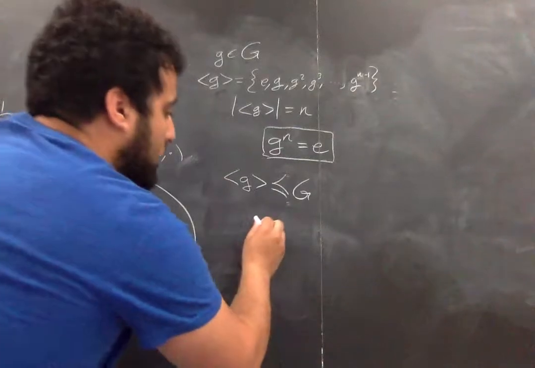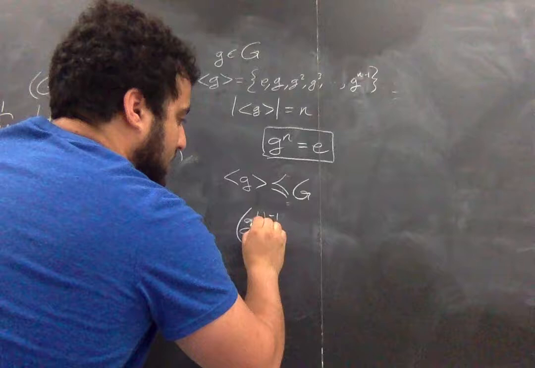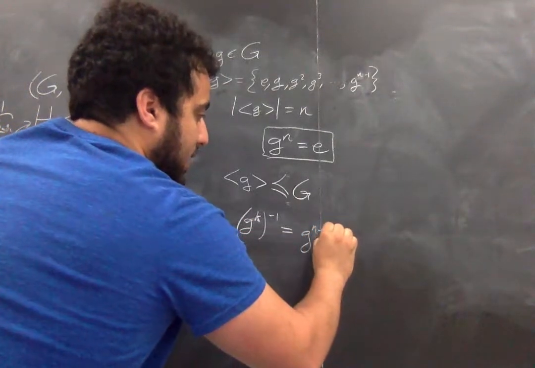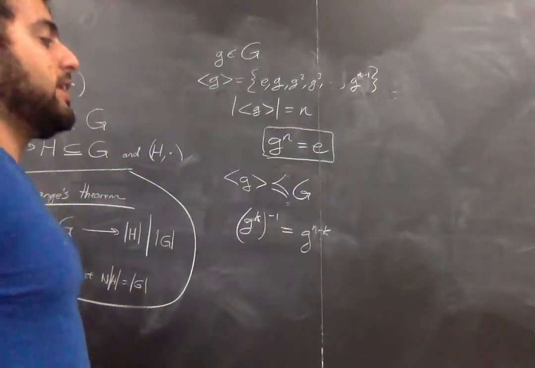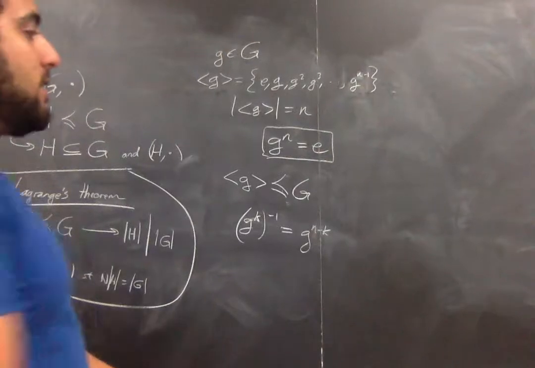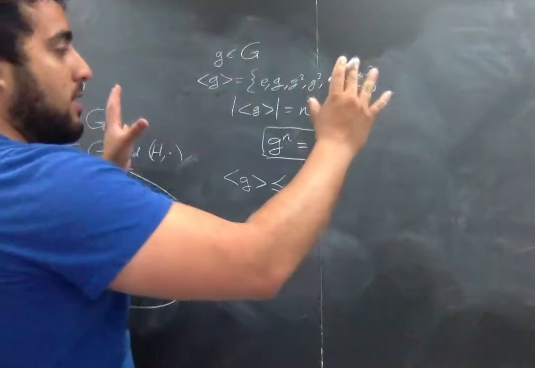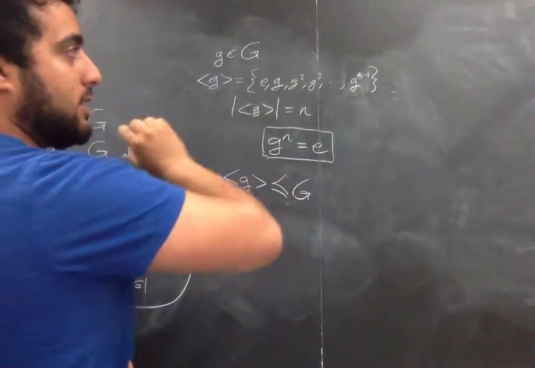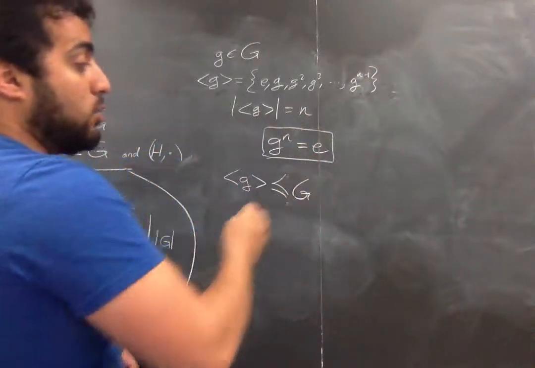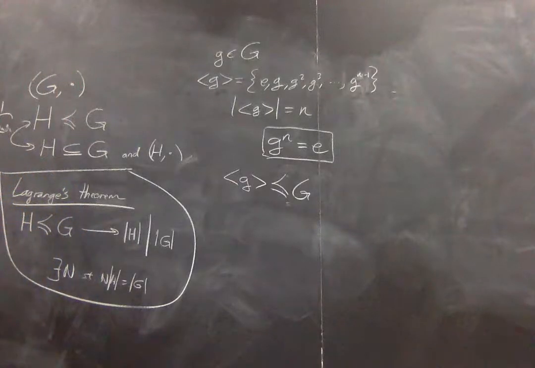Well, yes. The inverse of any g to the k, g to the k inverse, is just g to the n minus k. Why? Well, because g to the k times g to the n minus k is g to the n, which is the identity. Okay, so basically we're saying that if you take any group, take any of its members, and look at the set generated by that element, we get a new subgroup of G.